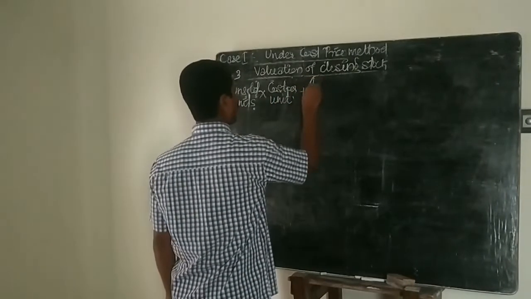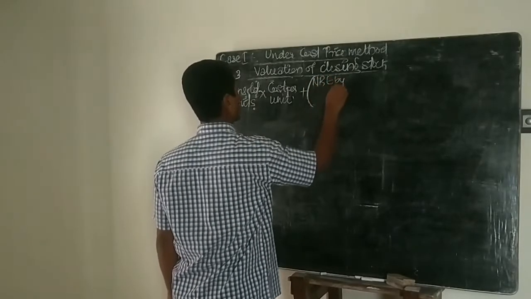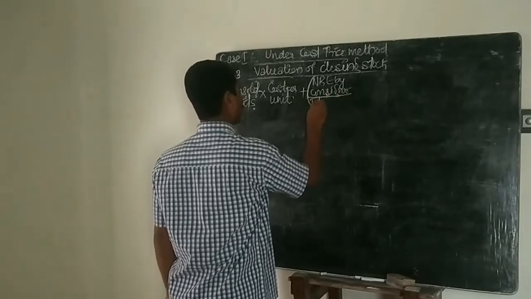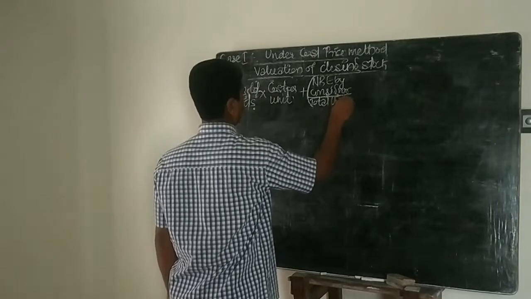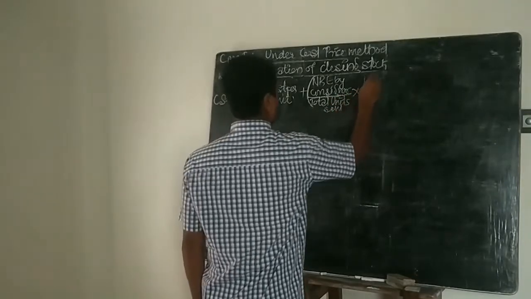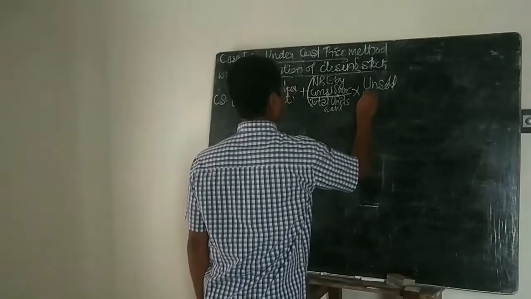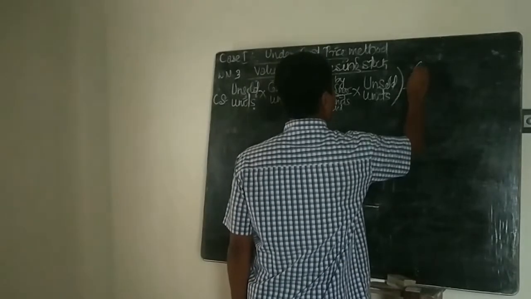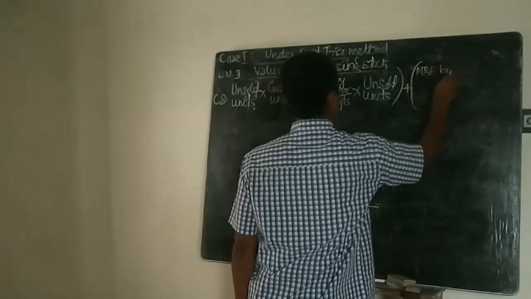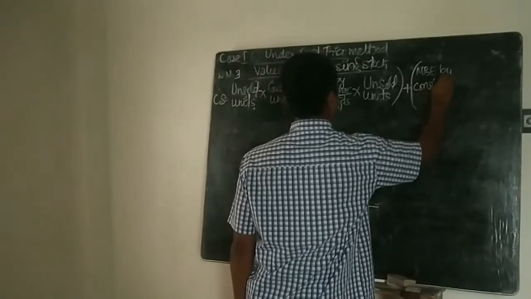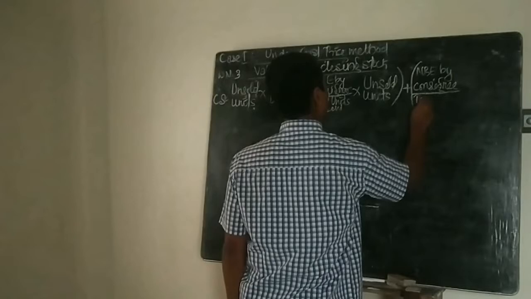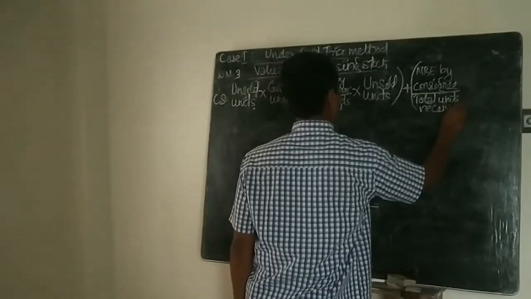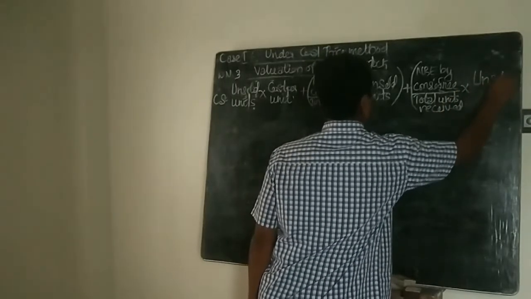plus non-recurring expenses by consignor divided by total units sent into unsold units, plus non-recurring expenses by consignee divided by total units received into unsold units.